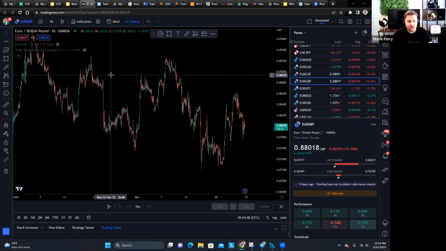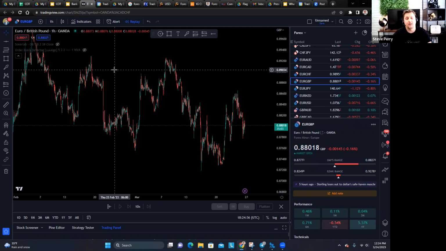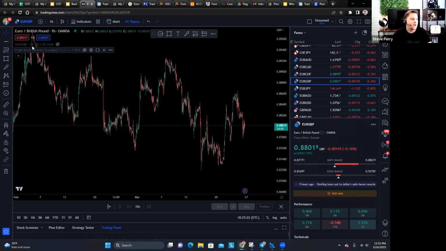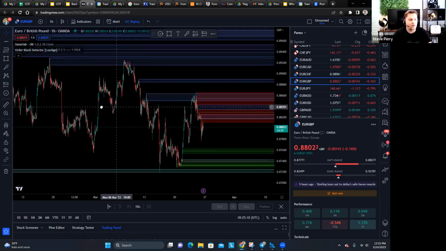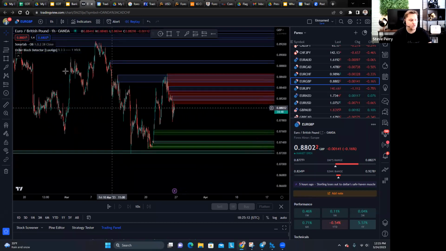There are indicators out there on TradingView that you can use that are free that will show you where these institutional order blocks and or liquidity is sitting. So I have an indicator right here called Order Block Detector from LuxAlgo, and I also have Sonar Labs Order Block Indicator. If I turn these on, it will tell me where liquidity is. So I'm turning these on here.